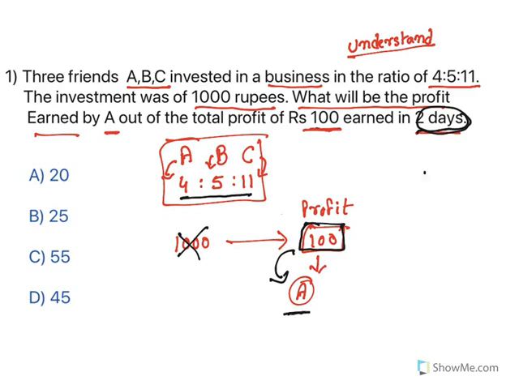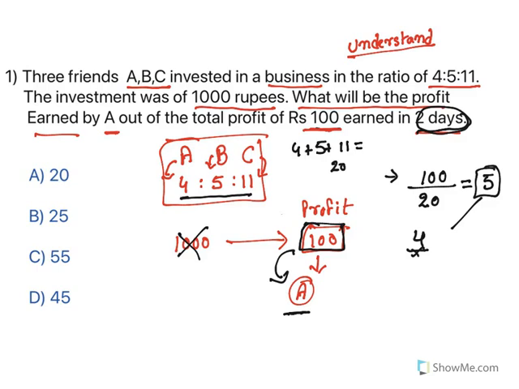Now think about this. The profit is 100. Look at the ratios, 4:5:11. When you add them together, you get 20. The total profit is 100 and it has to be shared among all three, so 100 divided by 20 gives 5. Each part is 5. Now out of this, A's proportion is 4 parts, each part being 5, so 4 multiplied by 5, he should get 20.